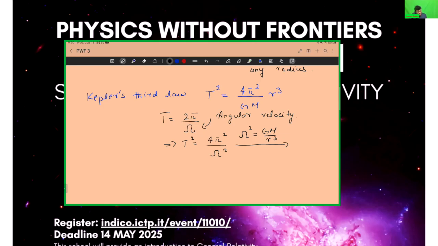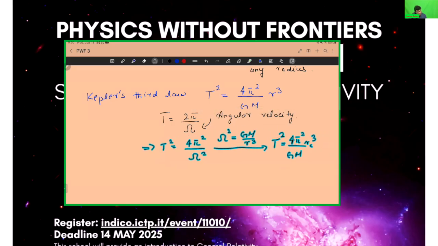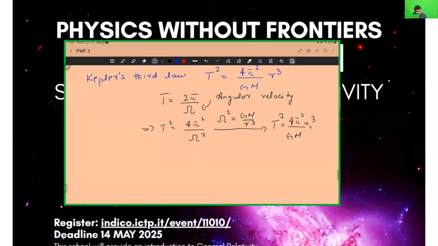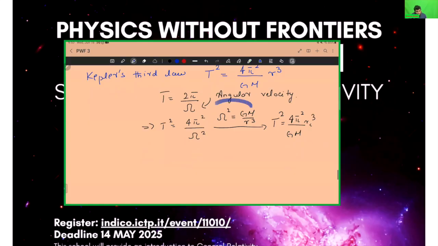Anyway, if you use this particular result, then you will get that T squared equals 4 pi squared divided by GM times rc cubed. How do you show that this is true? Well, you just use the geodesic equation for phi, and that's it. You don't need anything else for that.